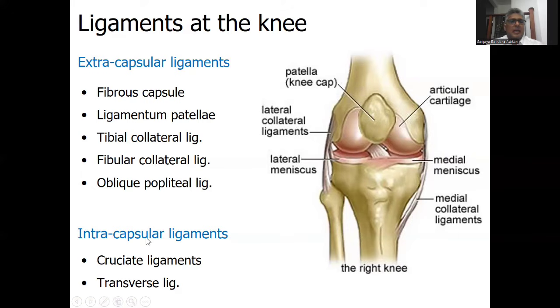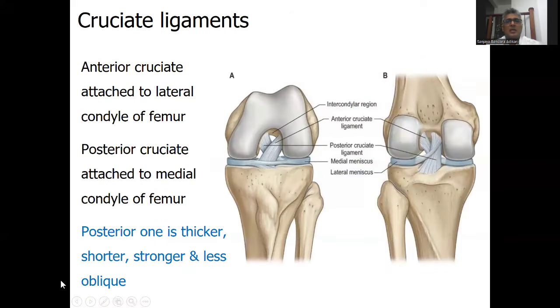Then the most important ones are the intracapsular ligaments, the cruciate ligaments. There's a transverse ligament also. You have the anterior cruciate and posterior cruciate ligaments. They are named anterior and posterior based on their attachment to the tibial plateau. The one that is attached anteriorly on the tibial plateau is called the anterior cruciate. The anterior cruciate is directed backwards and upwards, and is inserted into the lateral condyle of the femur.